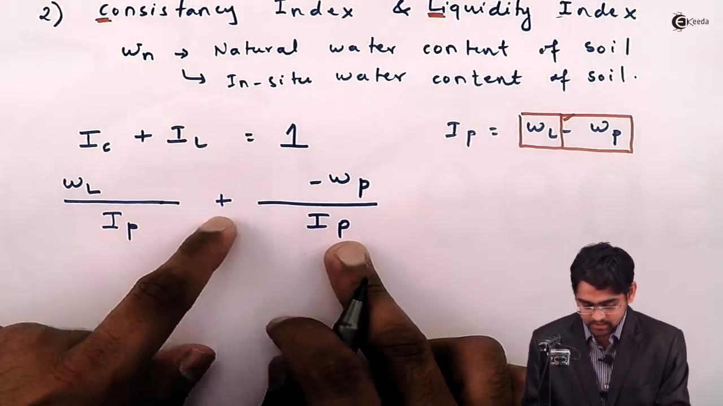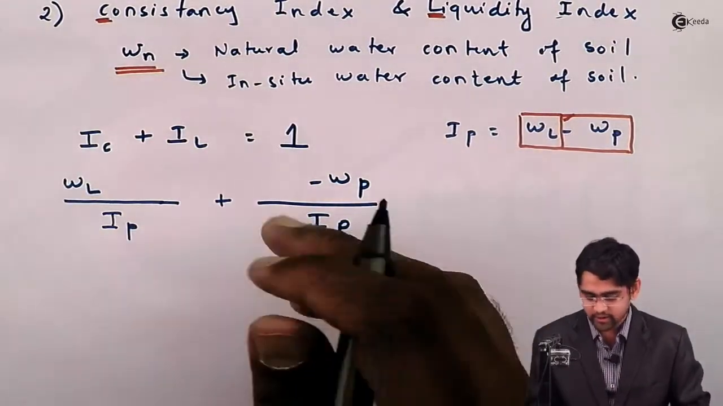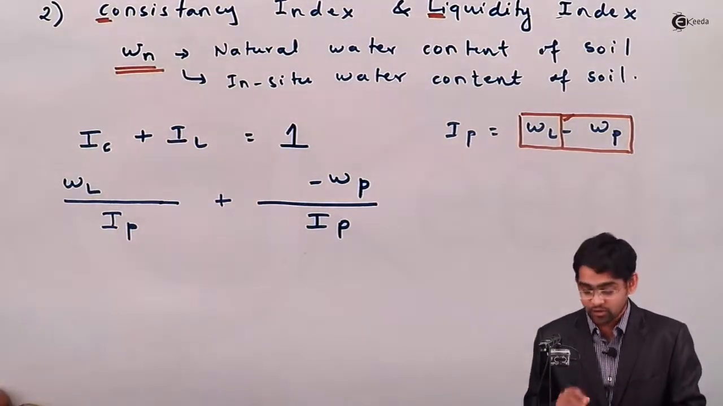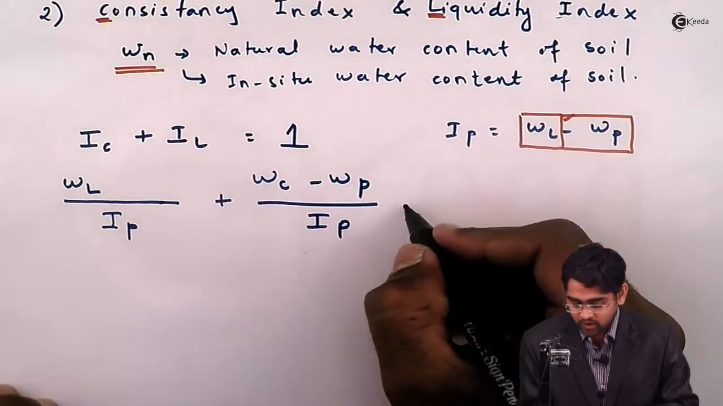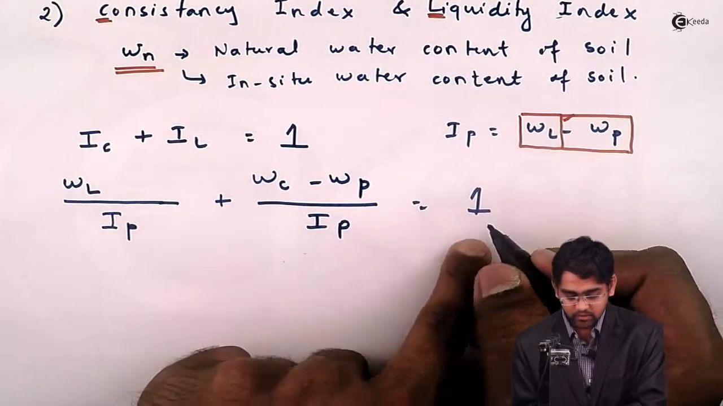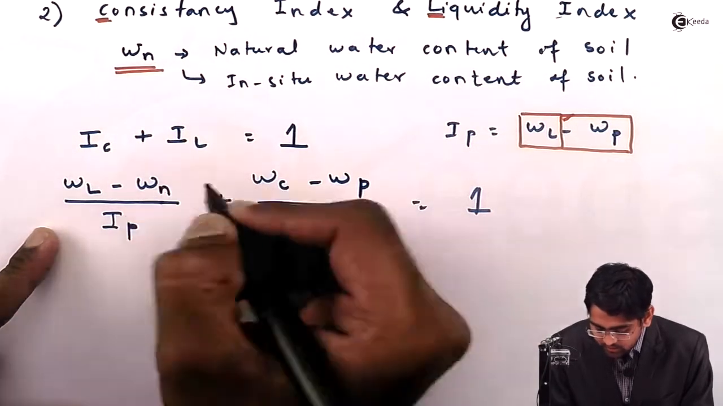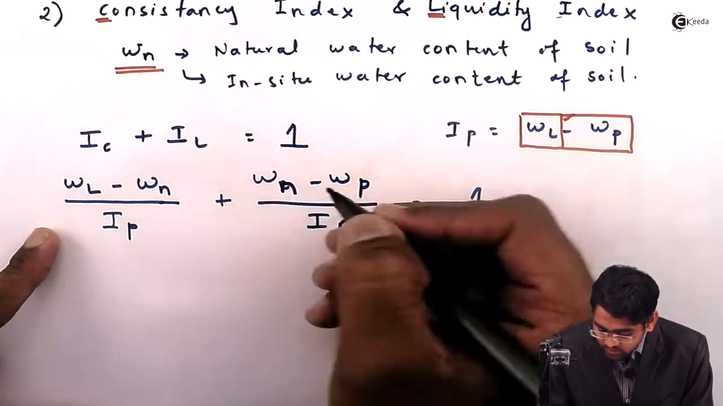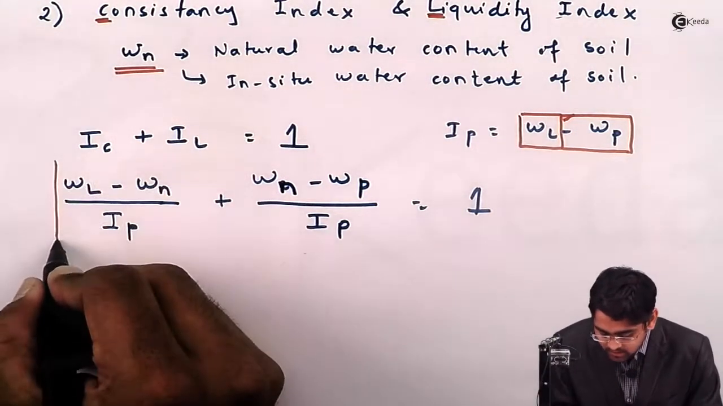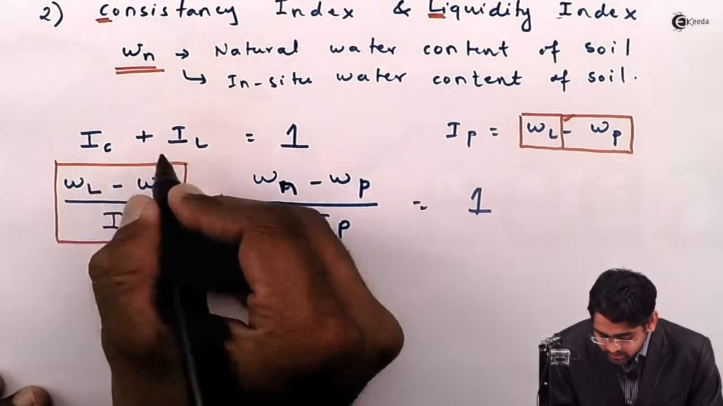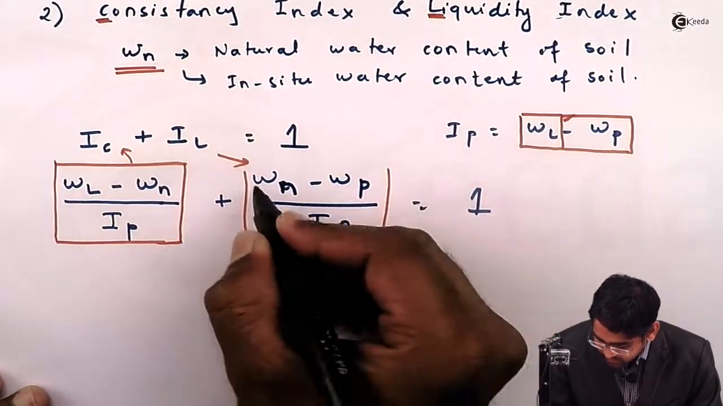So since it's a plus, I brought in the definition of natural water content, or at present or in situ water content of a soil. I will just write WC over here. In order to make this addition equal to 1, I'll have to subtract this WN from this equation. So that's how the definition of consistency index and liquidity index looks. It is very easy to remember.